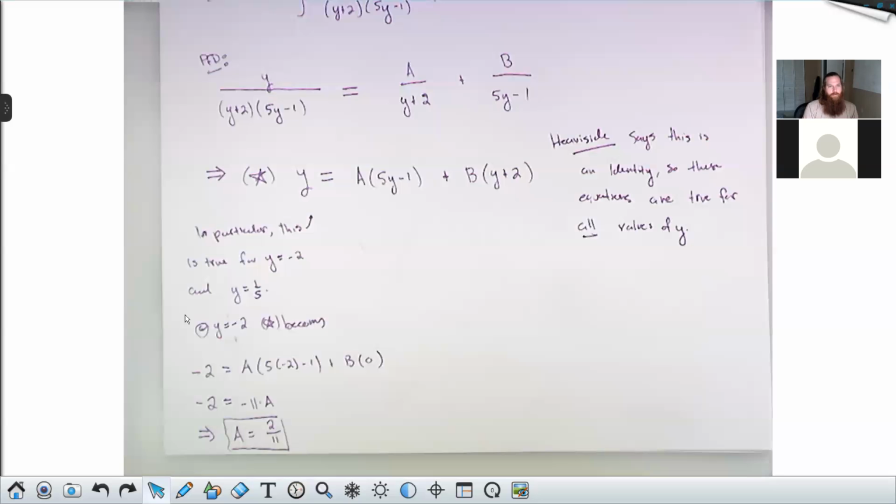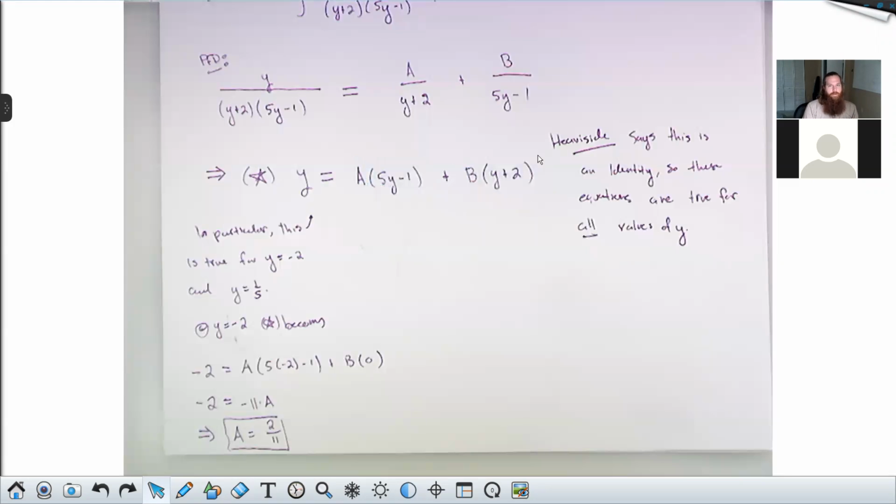I want to pause here and see if everybody is comfy with this. So I'm taking this expression and I'm choosing to plug some values in for y. The values I'm going to choose to plug in for y are the values that make this factor 0. That will allow me to read off this. And then I'm going to plug in whatever makes this factor 0, and that will allow me to read off this.